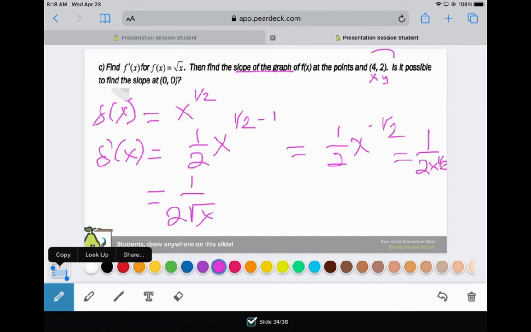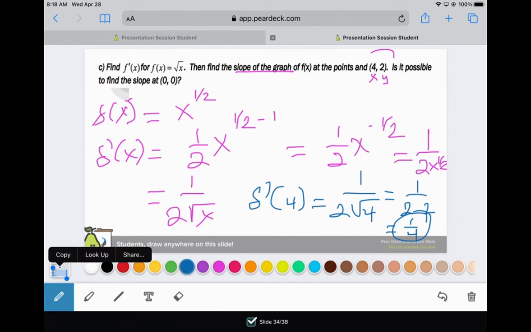Now we're going to find the slope. So f prime of 4: 2 times square root of 4, 2 times 2, so this is 1 over 4, so that is the slope. So the extra step that you have to do in this case is plug in the x value to find the slope. But you still take the derivative like you've been taking the derivative. Question for this problem.